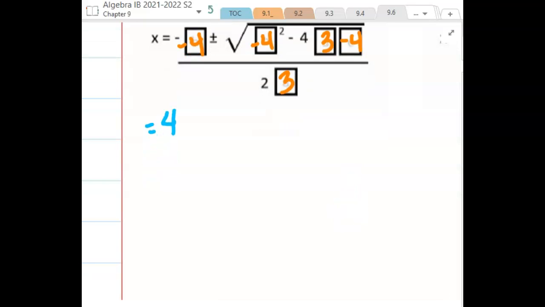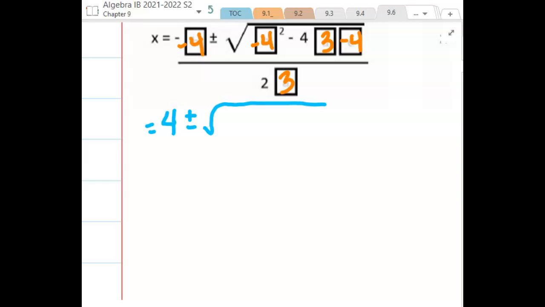Now the next step in simplifying, we're just going to copy down the plus or minus. We're going to copy down that big square root sign. And then we're going to look underneath the radical sign. Now what's underneath the radical sign, guys, I'm telling you this first step is so important that you do it correctly. The first thing, this right here says b squared.